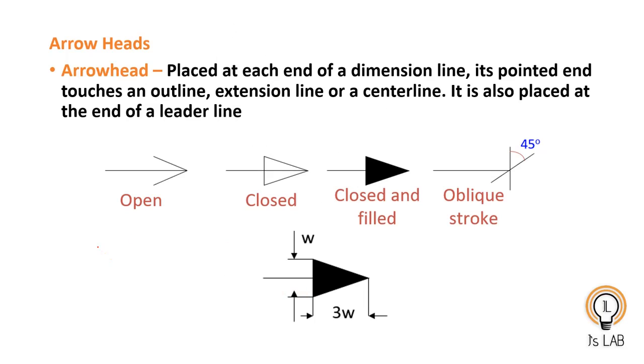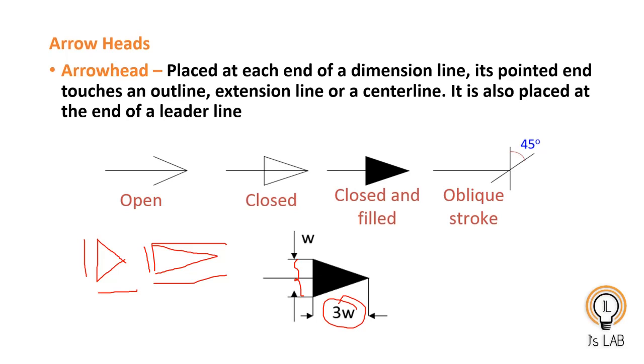If you do like this, this arrowhead is wrong. Why? Because its length and breadth are almost the same. It should not be like that, it should be like this. The length should be 3 times the breadth. If this one is W, it should be 3W, 3 times the W. So that is the arrowhead.